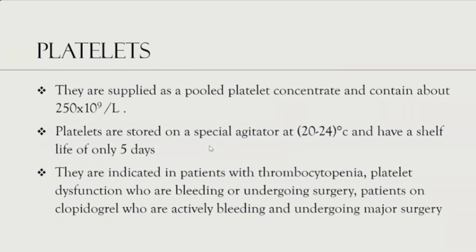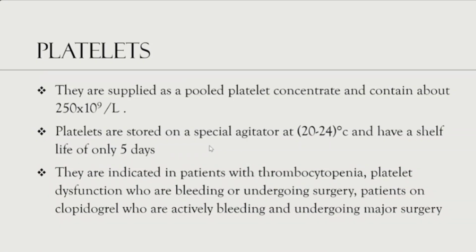So they are supplied as pooled platelet concentrate. What they mean by pooled platelet concentrate is that they get the platelets from 4 to 5 individuals. They bring the platelets together. So they call that a pooled platelet concentrate. And it contains about 250 x 10^9 per liter.